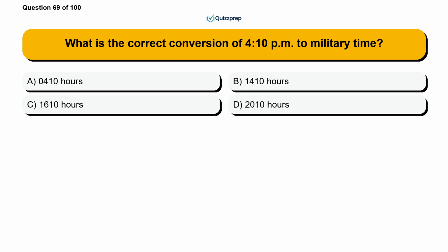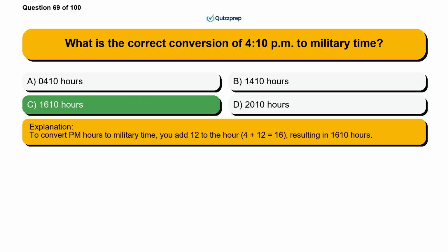Question 69. What is the correct conversion of 4:10 p.m. to military time? Option A, 0410 hours. Option B, 1410 hours. Option C, 1610 hours. Option D, 2010 hours. The correct answer is option C, 1610 hours. To convert PM hours to military time, you add 12 to the hour. 4 plus 12 equals 16, resulting in 1610 hours.